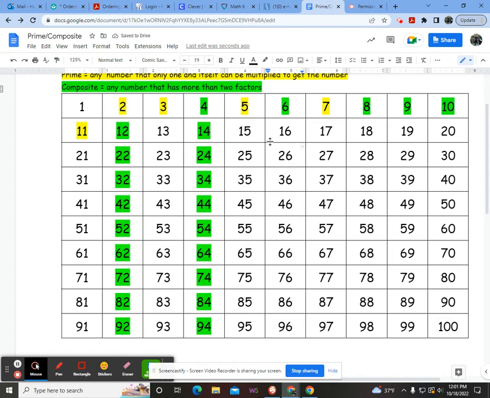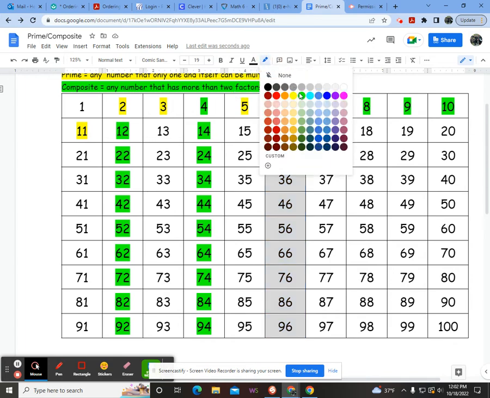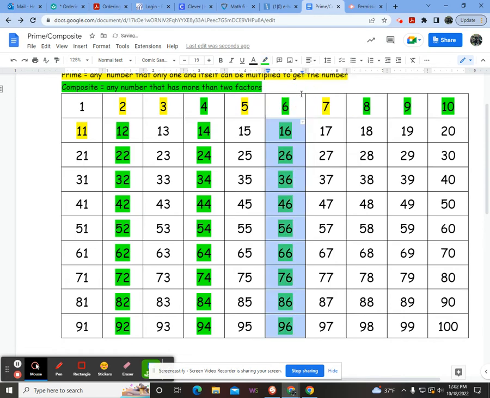Okay. Then if we move over to our even numbers that end in 6. Obviously, if they end in 6, they're even and 2 goes into them, so they are what kind of numbers? Prime or composite? If 2 will go into them, they are composite, so they are green.